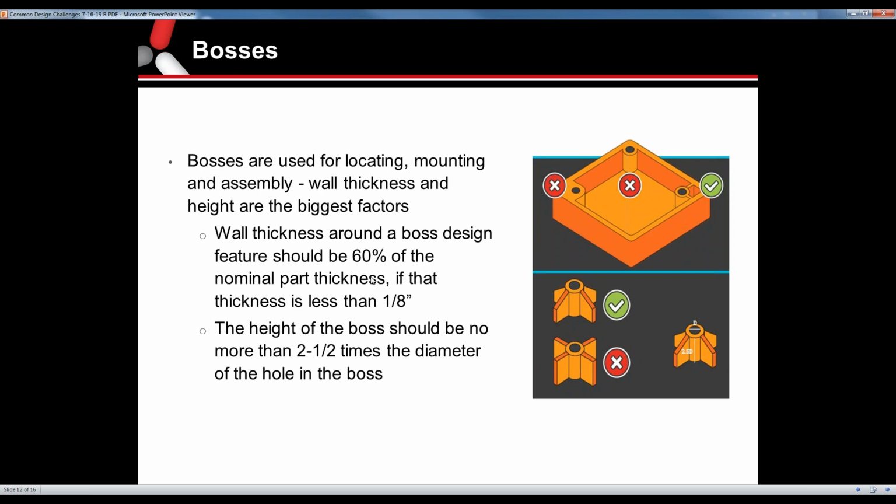Anytime you can add a chamfer or connect a boss to a sidewall with another rib, instead of the other two pictures to the left where it's connected right in, you can see where the part would be much thicker and the propensity for sink is going to be much higher in that area.